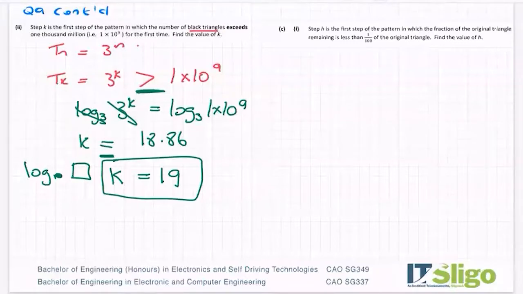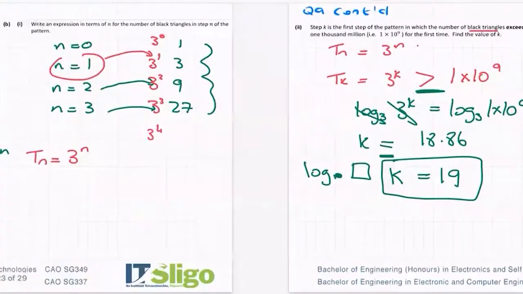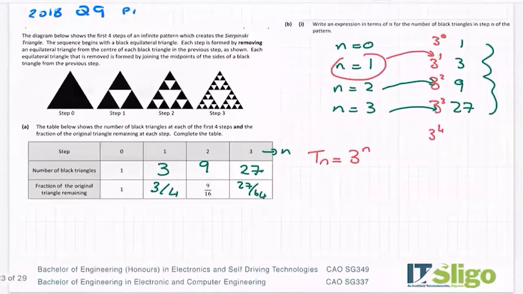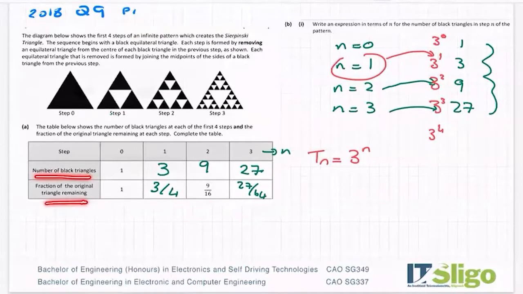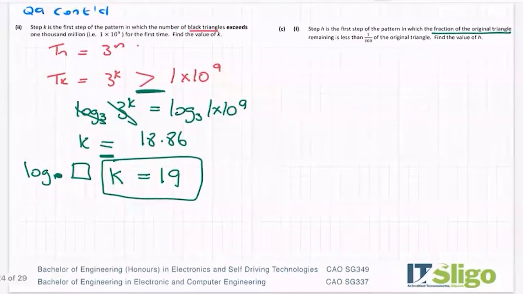Step H is the first step in the pattern in which the fraction of the original. So we've switched to the other row in your table. You always have to be careful if there are 2 rows in your table, which one are they talking about? Now we're talking about the fraction of the original triangle. Step H is the first pattern when it's less than 1/100th of the original triangle. Find the value of H.